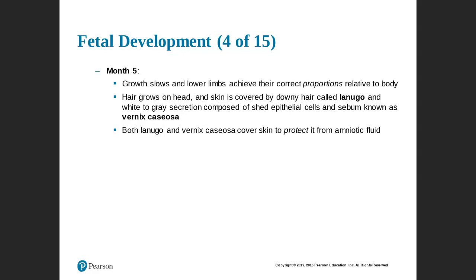Month 5, that's when growth will slow down, and lower limbs will achieve their correct proportions relative to the body. The hair will also start to grow on the head. The skin now is covered by what we call the lanugo, or downy hair, and also a secretion called vernix caseosa. It's basically a white to grayish secretion, mainly composed of shed epithelial cells and sebum from the sebaceous glands of the skin. Both lanugo and vernix caseosa cover the skin and protect it from the amniotic fluid.